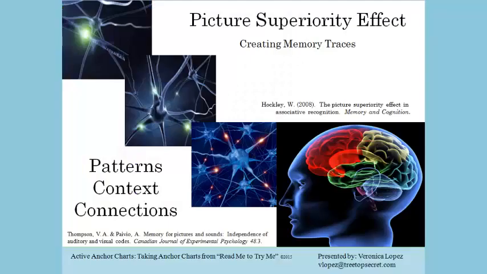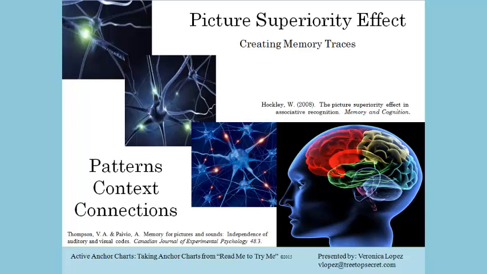Let's talk about some educational theory and how the picture superiority effect creates memory traces. So when a student is using an active anchor chart, they are engaging with different images for a concept. And those images help students with recall and recognition. In terms of patterns, context, and connections, we know that images or pictures help us develop a memory trace where information is encoded in our neurons and brain cells.